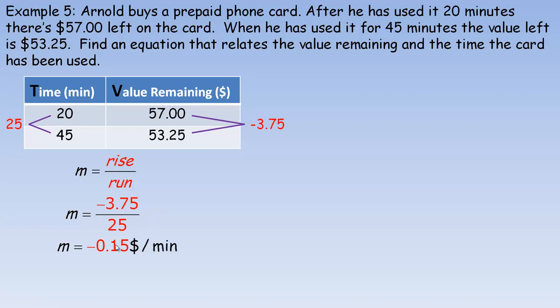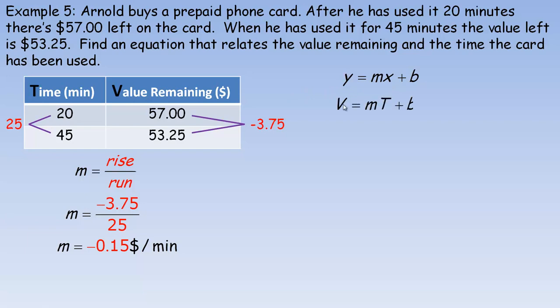So that works out to -0.15, which means he's paying 15 cents, because it's negative, 15 cents per minute. So that's the rate of change of this equation. Now, I'm going to use y equals mx plus b because we use that to model linear relations a lot. Now, instead of y, I'm calling it v, and instead of x, I'm calling it t for time. So I'm going to just substitute those in.